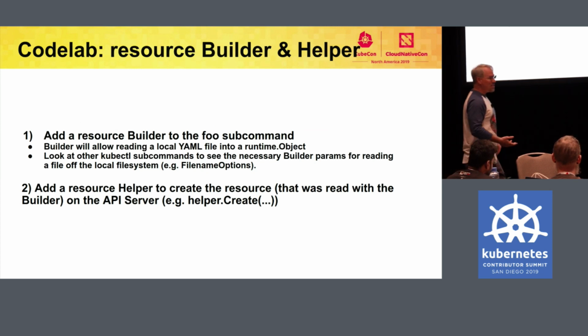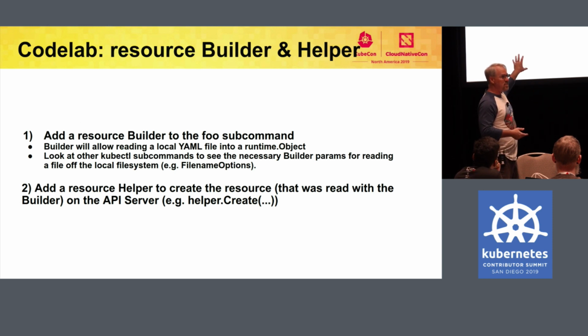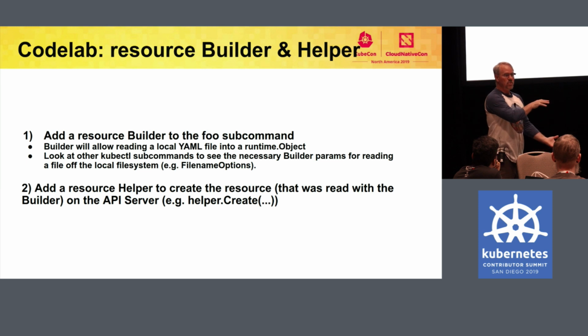Okay, so now what we're going to do, for those of you who've been able to connect your foo command in, we're going to actually add a resource builder and a resource helper. Once you've added this builder, you should be able to read in a YAML file, and it should be decoded into a struct. Like if you're reading in a pod, it should actually decode it into a pod.